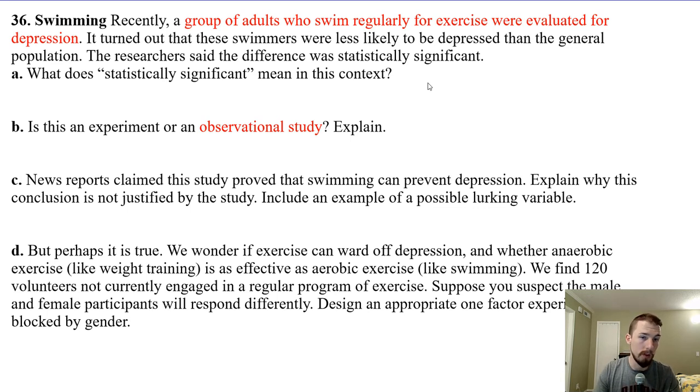Okay, so what does statistically significant mean in this context? It simply means that it's unlikely to have occurred by chance or by random sampling variation. I know that sounds confusing, but once we get into statistical inference in the second semester, you'll do better. So all you need to know for now is statistically significant means unlikely to have occurred by chance.